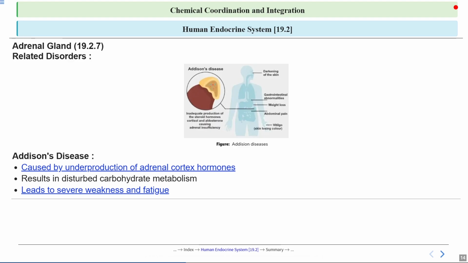So the disease we can summarize in this way: it is caused by underproduction of adrenal cortex hormones, it results in disturbed carbohydrate metabolism, and it leads to severe weakness, or we can say fatigue.